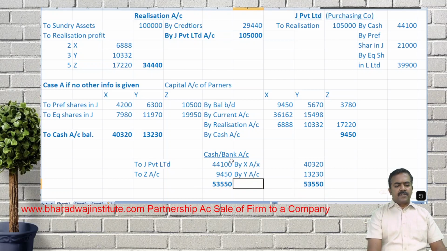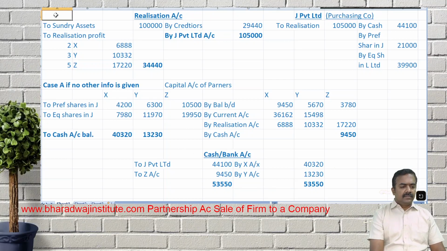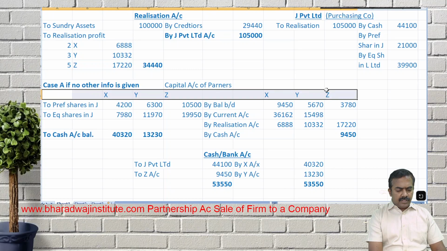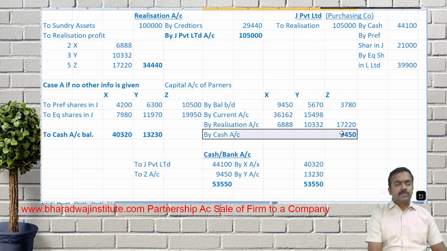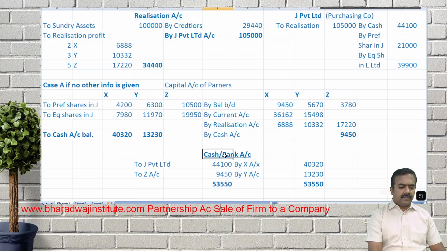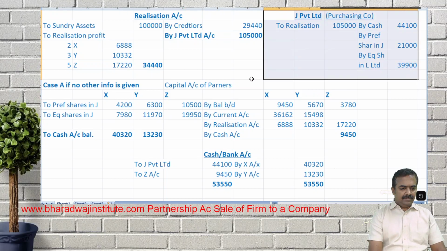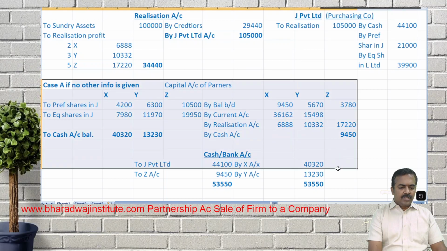So in the absence of specific information, what do we do? Shares are taken over in profit sharing ratio. Any balances are paid to the partner, surplus, any shortages brought in by the partner. There is no chance of insolvency here. Don't ask whether insolvency will happen, there is no chance. If insolvency happened, we would not allot equity shares. This is for case A.